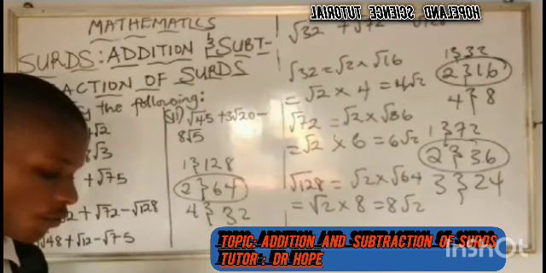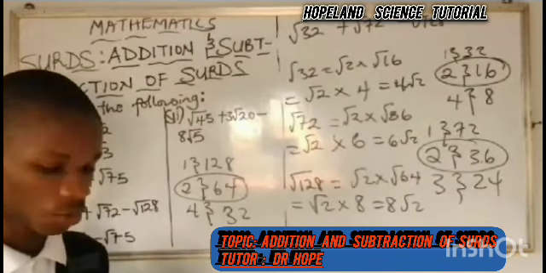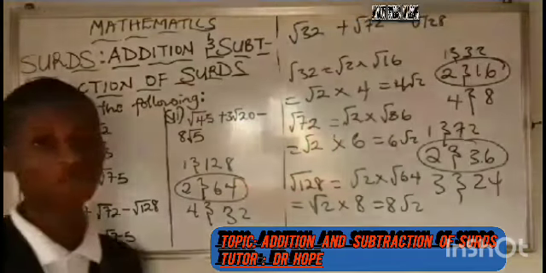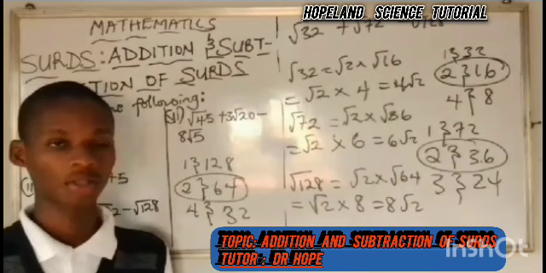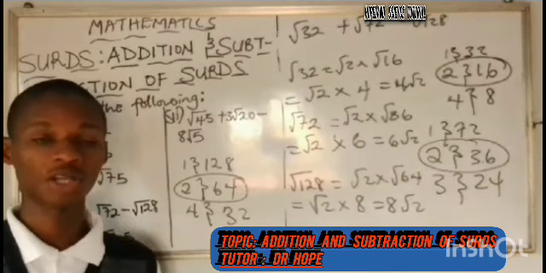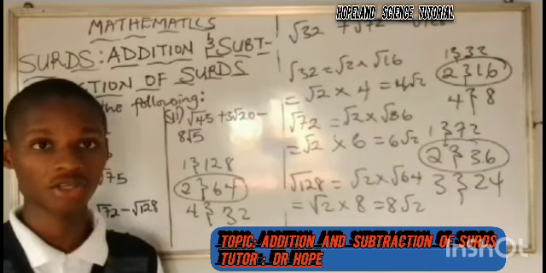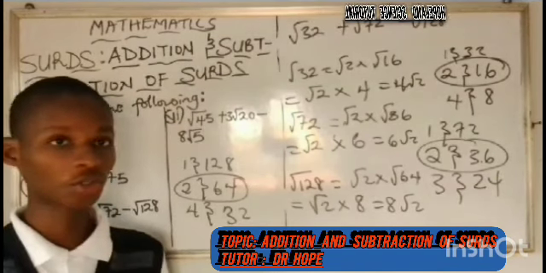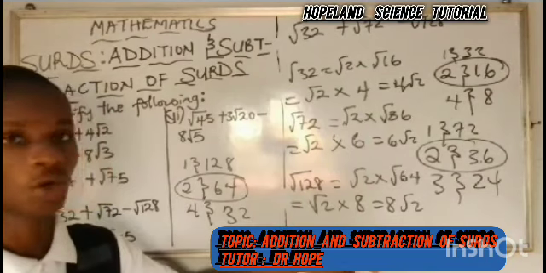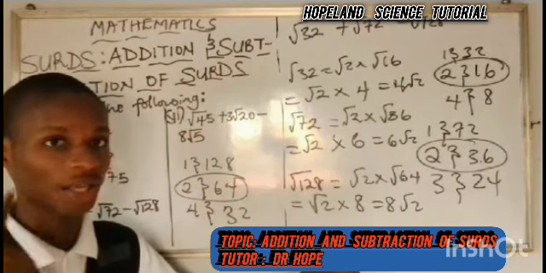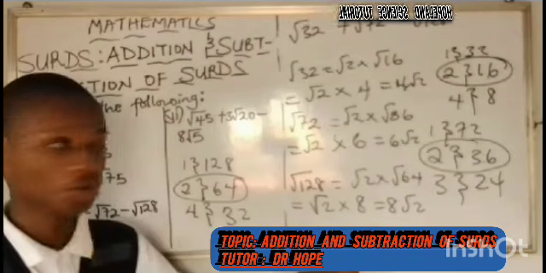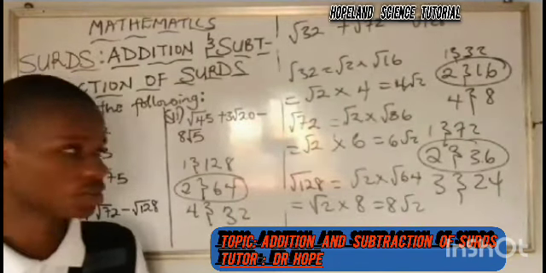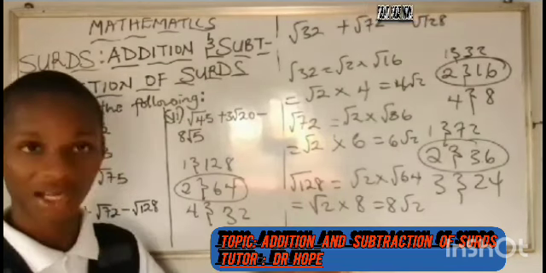If you are still having a problem on how to simplify a surd or make a surd a basic surd, I want to refer you to our previous video. The link is in the description. Click on the link, or subscribe to our YouTube channel and search for the video simplification of surds. You will see it. Listen to it and gain mastery of how to simplify a surd. Then when you are done with that, you can come back to this video and let's continue.